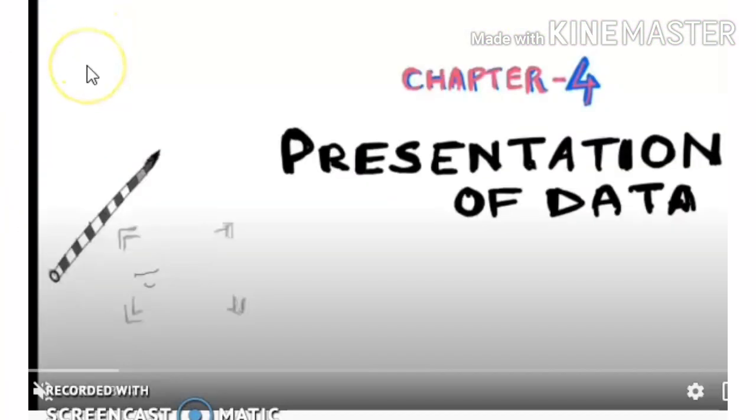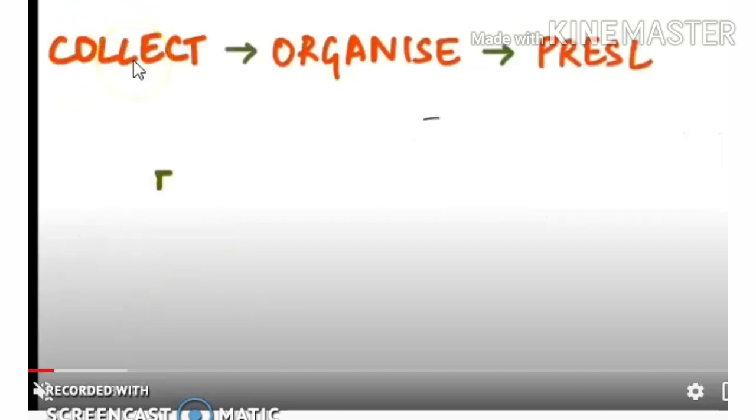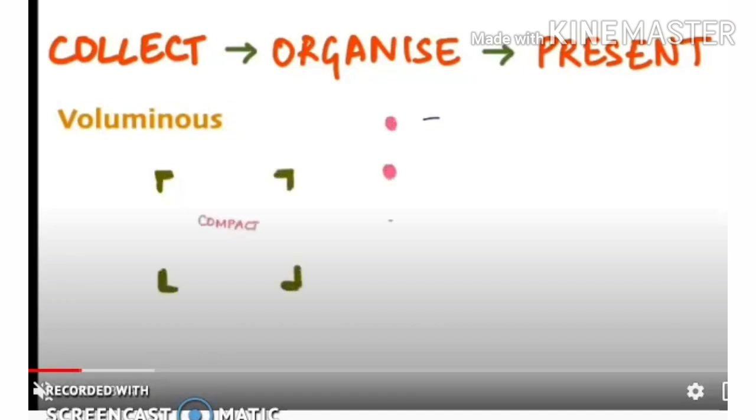Jai Hind students, today we are going to study the fourth chapter in statistics, presentation of data. In the last two chapters we studied collection and organization, and now we are going to study the presentation of data. On the basis of the voluminous data present in our economy, we first collect, then organize, then classify it into different forms. That is known as presentation of data, where we present it in a compact form.